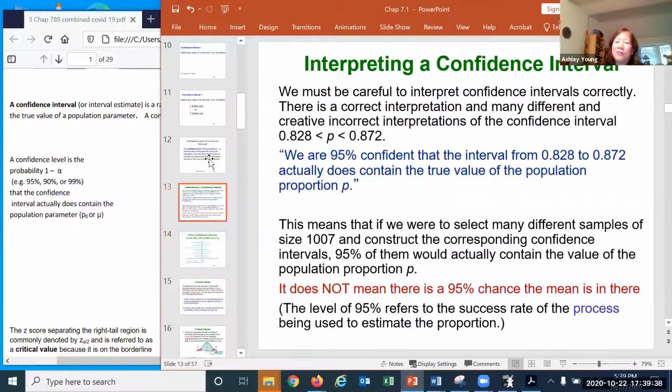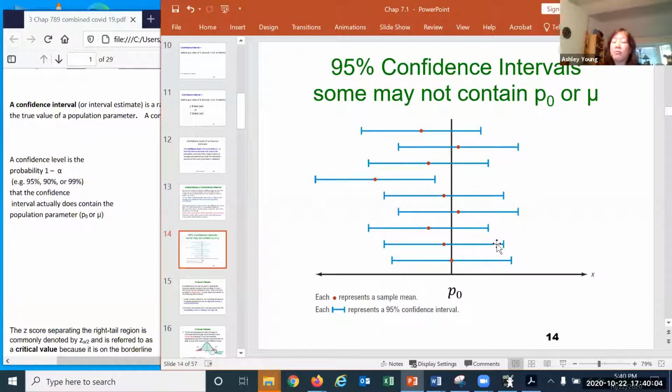All right, so here we're 95% confident the interval between 0.828 to 0.872 actually does contain the true value of the population proportion P. It does not mean there's a 95% chance that the mean is in between these two numbers. It either is or it isn't. What we're talking about is the success rate of the process. The process being you take a sample randomly. You're going to get something different each time you take a sample, just due to randomness. And then you take a confidence interval around each one of these samples. 95% of them will include the actual true mean.